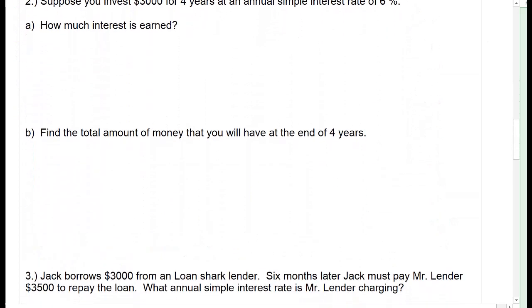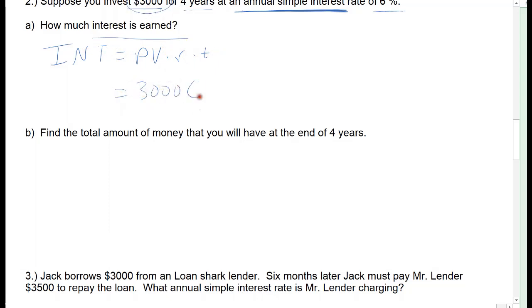Right, the first example: suppose you invest $3,000 for 4 years at an annual simple interest rate of 6%. How much interest is earned? So we use the interest formula. INT equals the present value times R times T, and then you just plug everything in. The 3,000 is the present value. You plug in the R, but remember, you plug that in as a decimal, and time is in years, which is what they gave you, so times 4.